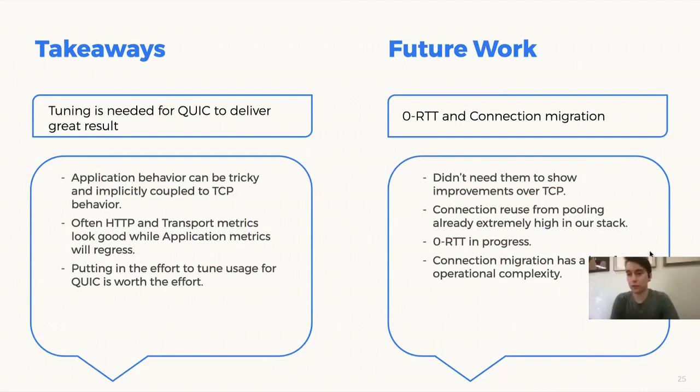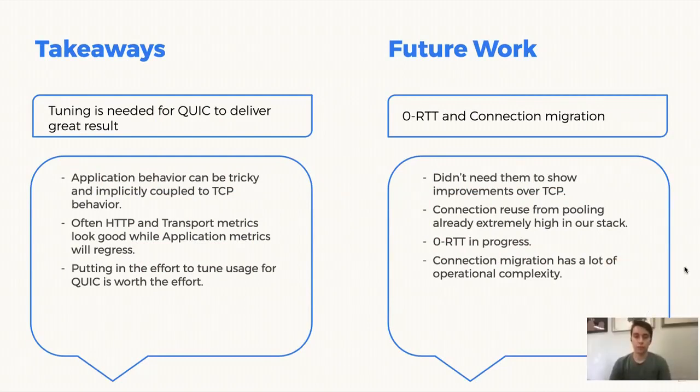So what are some of the takeaways here? One thing that I think is really significant is that while QUIC does perform better and QUIC can give you great performance, it's not as simple as turning it on. It's not as simple as implementing it, flipping a switch and turning it on. And this is usually because existing, especially complex applications, can be sort of implicitly tuned or coupled to TCP.